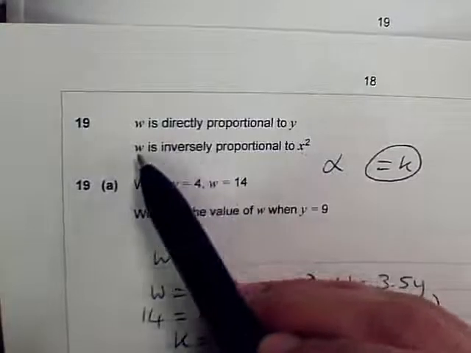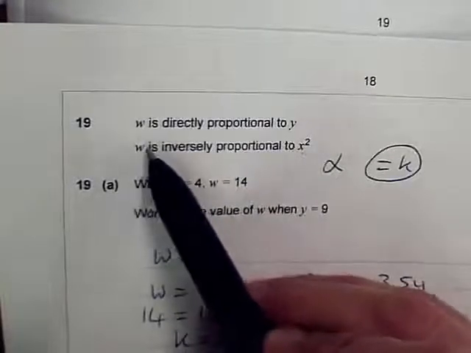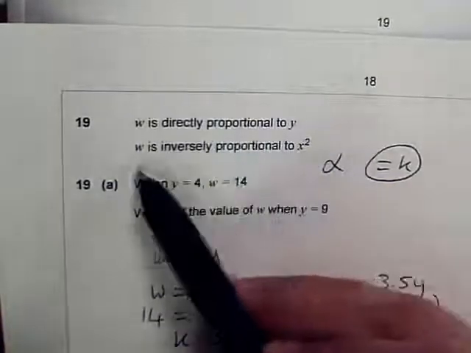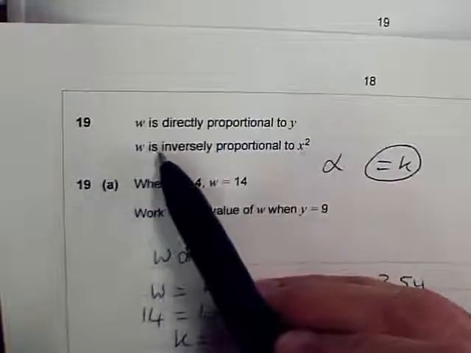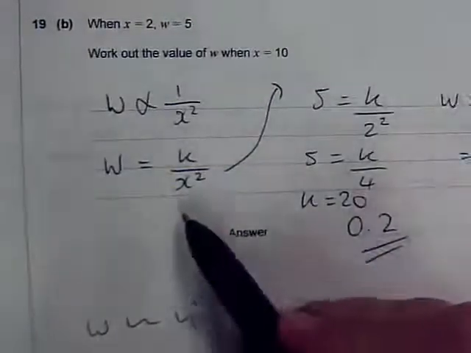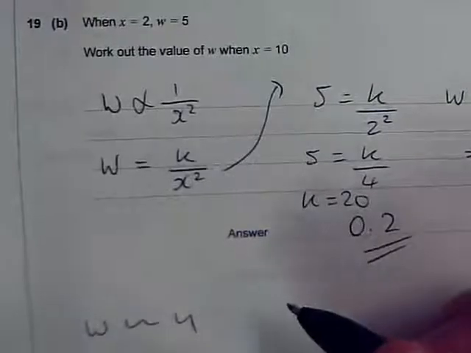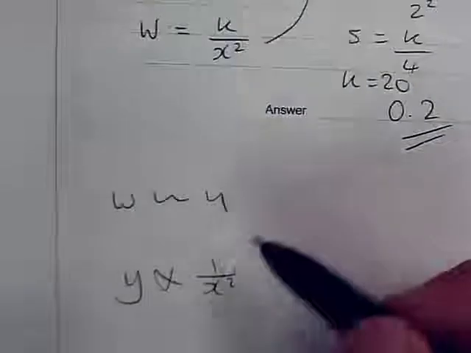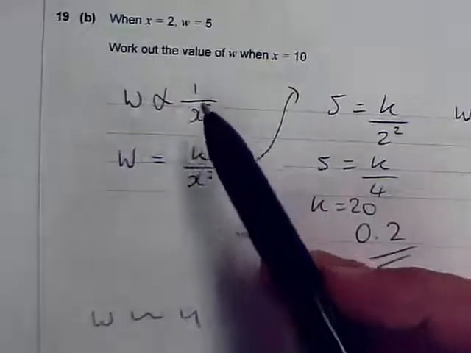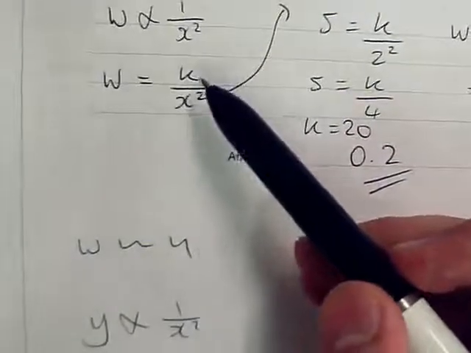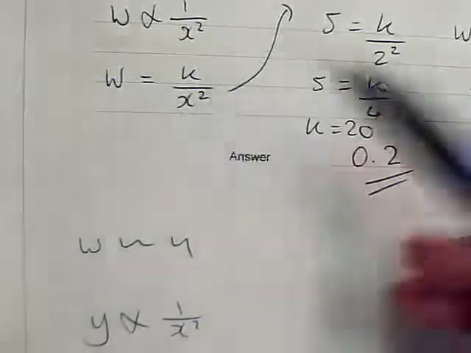So in the next statement it says w is inversely proportional to x squared. Well, if w is a bit like y, we can then think, well, y is inversely proportional to x squared. So remember the way we wrote that in part B, we use this terminology here, so we can then say that y is inversely proportional to x squared, and we write that as y equals k over x squared.